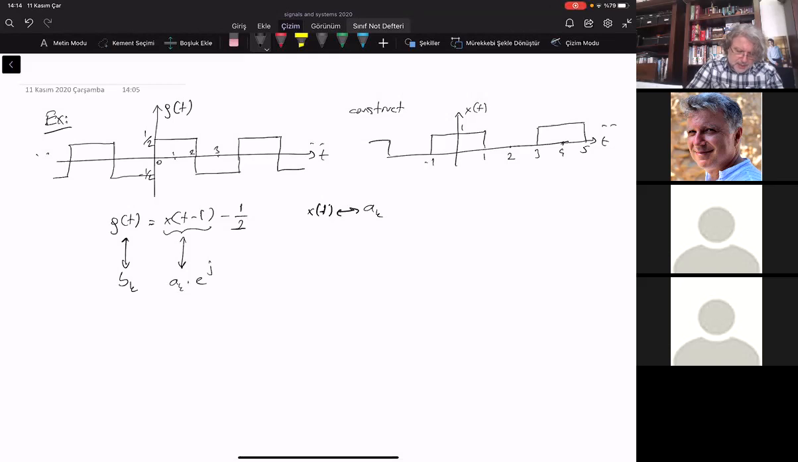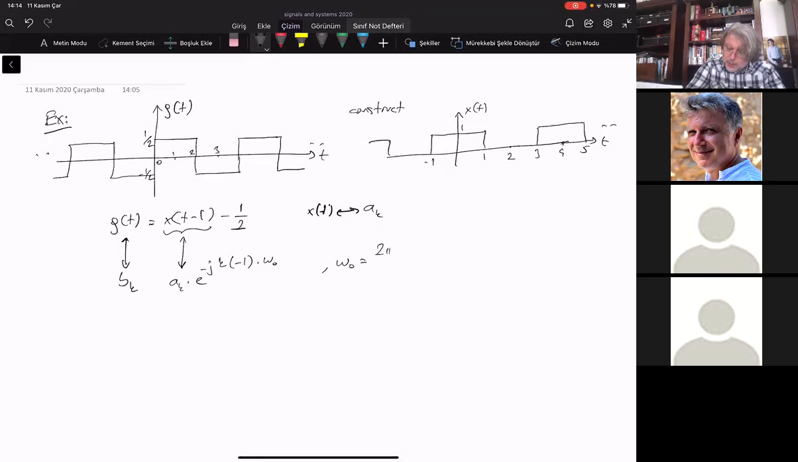k times 1 times omega 0. Or it's going to be like this, e to the minus j k times minus 1, because the shift is t minus 1, as you see, times omega 0, okay? But what is omega 0?